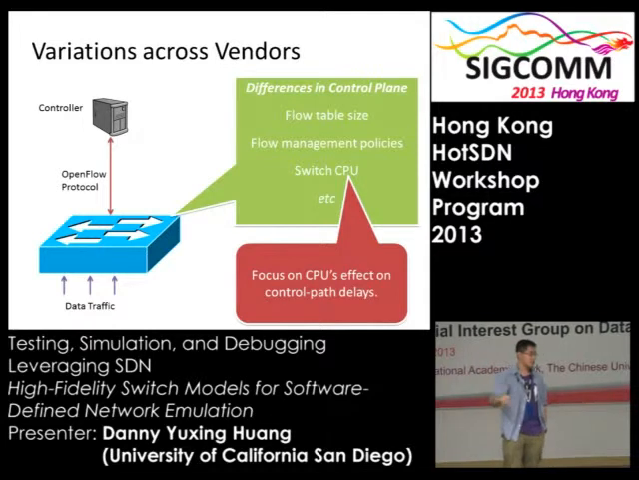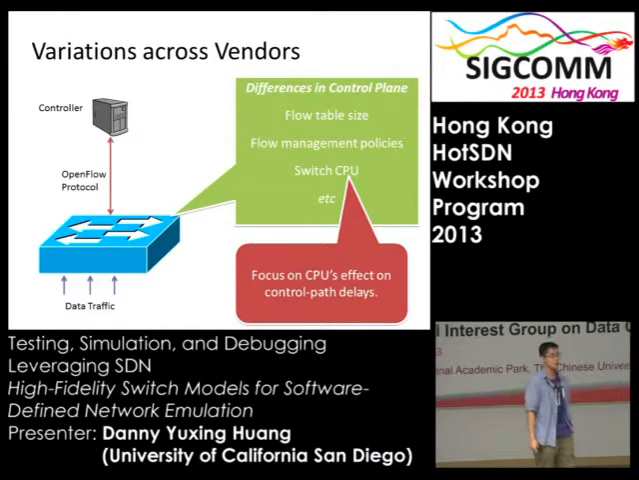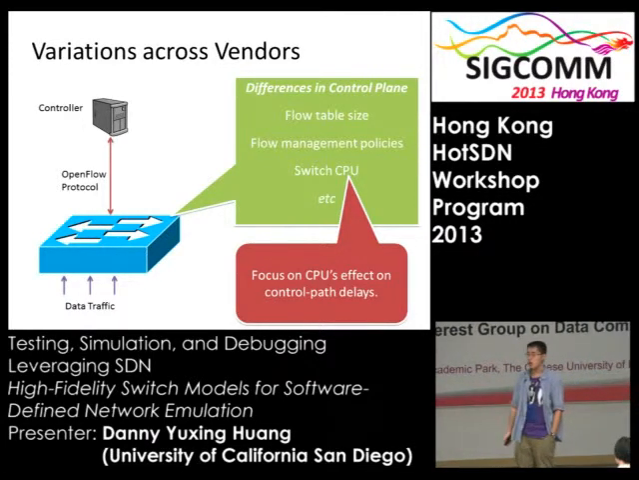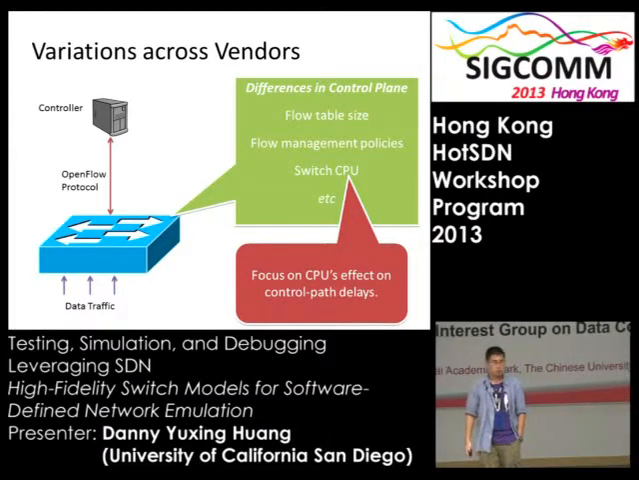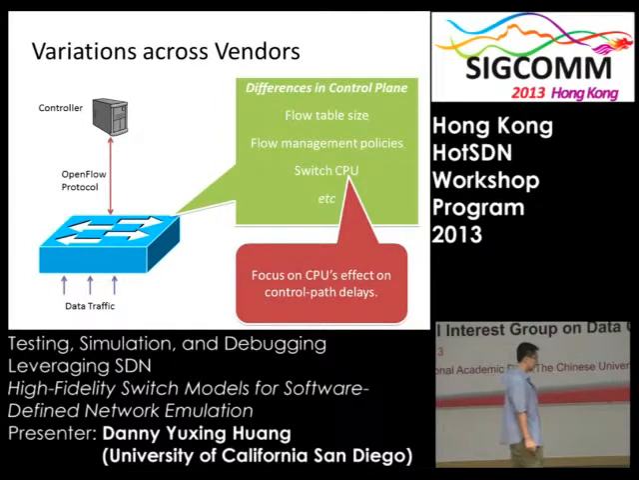This is a long list. There are different variations, and there are complex interactions between different parameters. But for this talk, we're only going to focus on the switch CPU's effect on the control path delays. So what exactly is this effect?